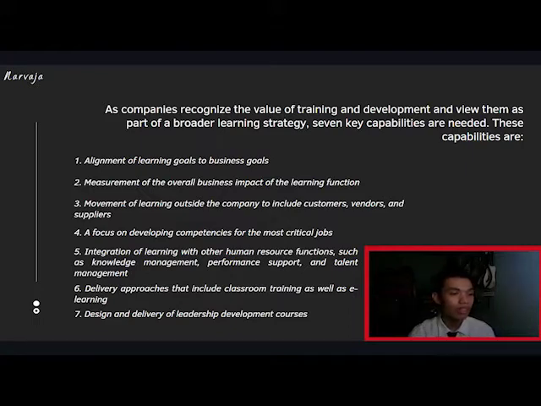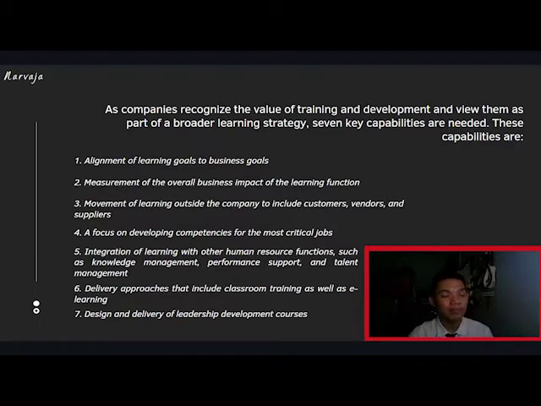Number 5, integration of learning with other human resource functions such as knowledge management, performance support, and talent management. So as the company trains and develops employees, the company needs to integrate the learning strategy with other human resource functions. Number 6, deliver approaches that include classroom training as well as e-learning. The learning and development requirements of a company change over time. This is why a company must match the learning and development plan goals with the future training and development plans while still considering progress steps. It needs to be adaptable to change and open to quality improvement.